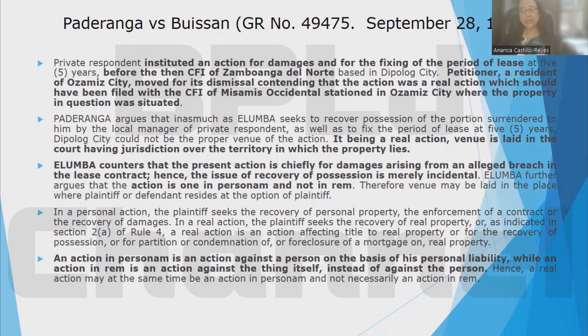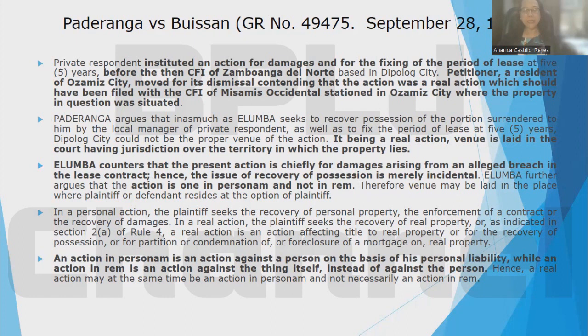Petitioner is a resident. Paderanga is a resident of Ozamis. Moved for its dismissal, contending that the action was a real action which should have been filed with the RTC of Misamis Occidental where the property in question was situated. Okay, remember the case is one for damages. So basing on the title, it is actually a personal action. But the petitioner was contending that it is a real action.